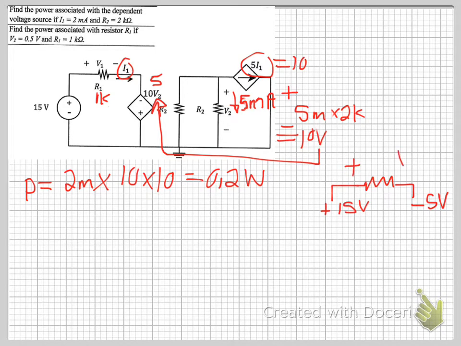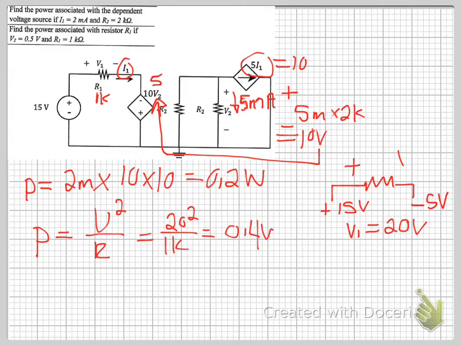Therefore, the voltage across the resistor is 20 volts. So V1 is 20 volts. You know V1 and you know the value of the resistance, so you can use your power formula, which is equal to V squared over R. So you've got 20 squared over 1K, which is 0.4 watts.